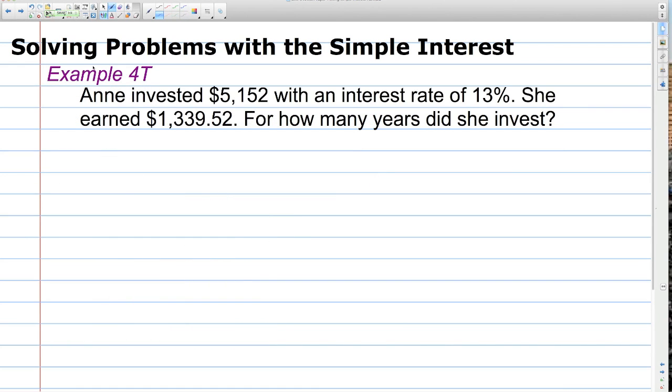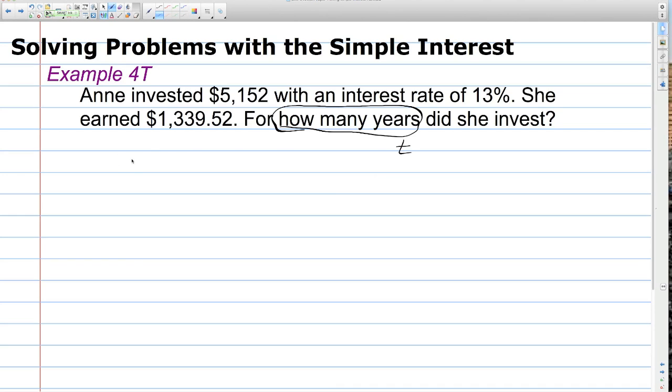Here in example 4, you're going to see we're still working with simple interest, and we're going to find the last variable that we haven't solved for yet. If you have any deductive reasoning skills, you should know we're going to be solving for time. Anne invested $5,152 with an interest rate of 13%. She earned $1,339.52. For how many years did she invest? Right there, there's our question. For how many years? So we're going to be solving for t.